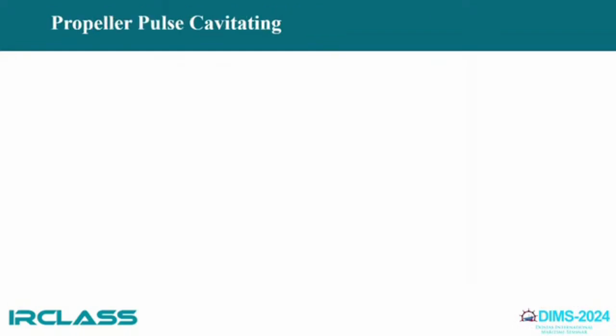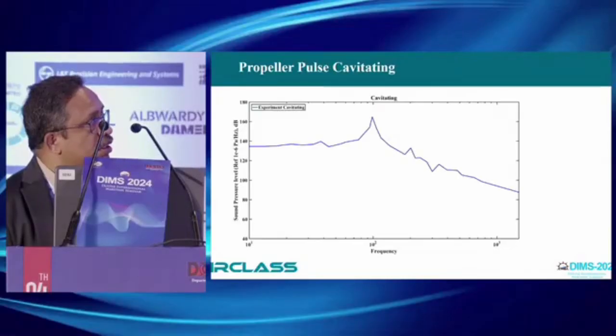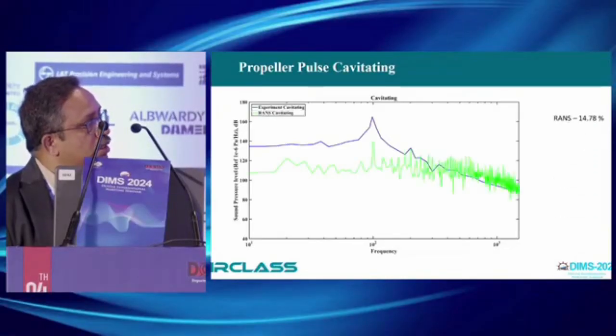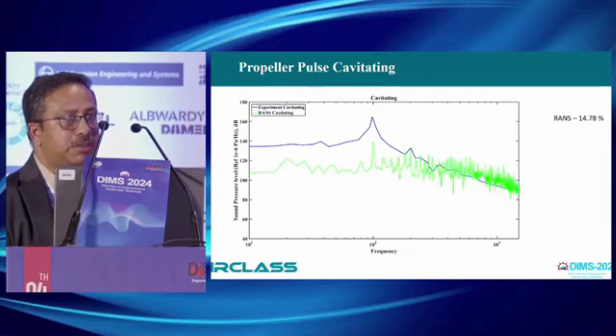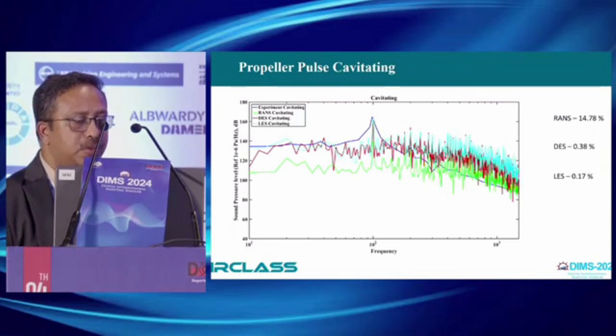2%. Now coming to the case of near field pressure fluctuations for the case of cavitation. This is how the experimental results were. Our RANS results were deviating by around 15%. DES and LES, which we tried, were close, under 1%.